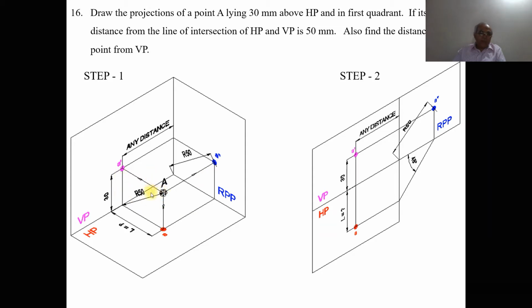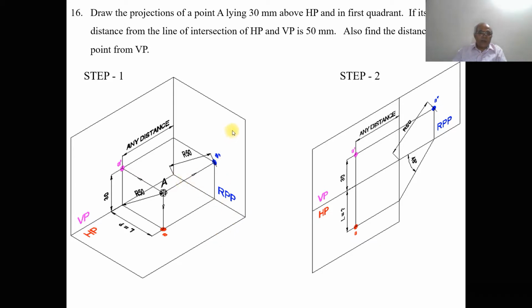But once you know this, then we need to find out what this distance is. When you look from the front view, I can see the distance above HP. And when you look from the top view, I can see this distance. That distance I need to find out. But I can see the profile view distance. This is the shortest distance in the profile view.